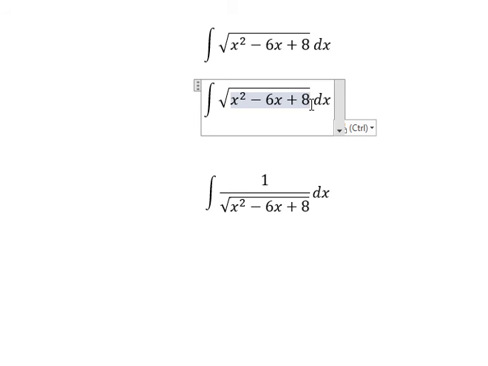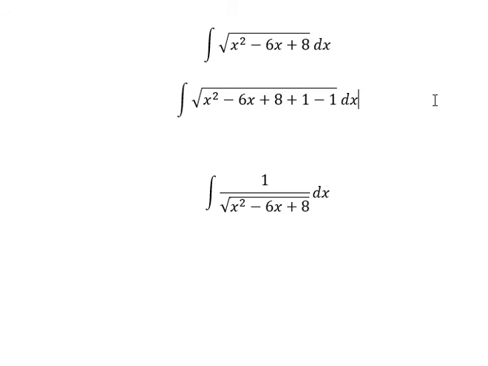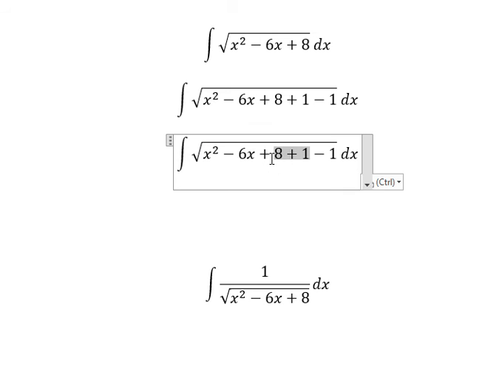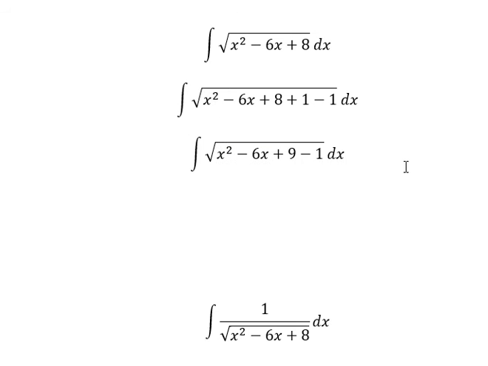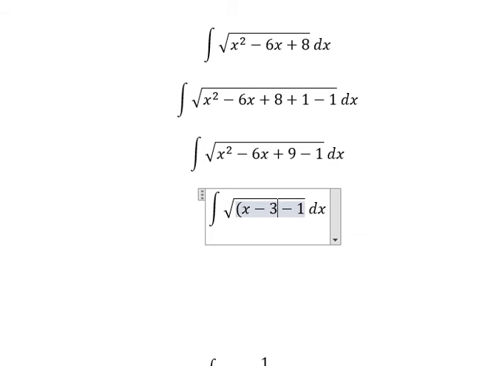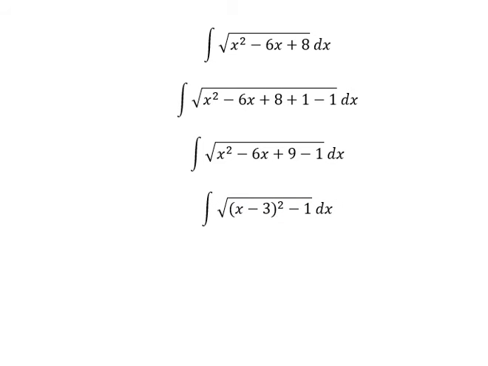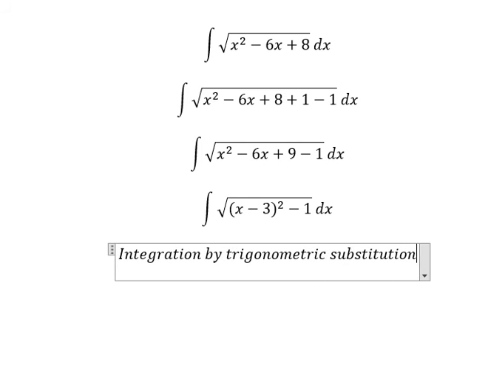About this one, we can put positive number 1, that means we need to minus number 1. So this one you got about 9. So this one in here, we change for s minus 3 to the power of 2. So we need to use integration by trigonometric substitution.